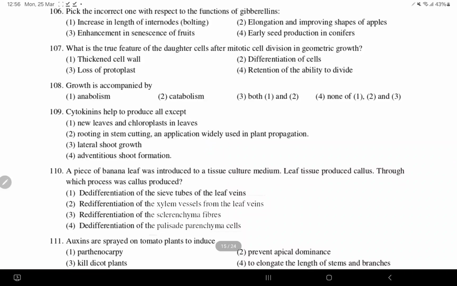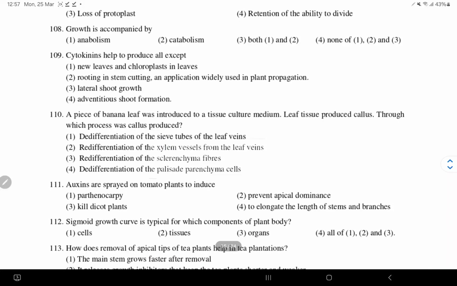Which is the true fate of daughter cells after mitotic division in geometric growth? In geometric growth, it retains the ability to divide. Option 4. Growth is accompanied by catabolism as well as anabolism, both 1 and 2.